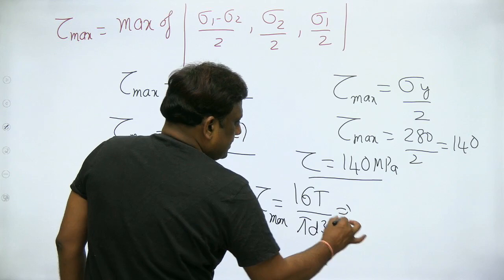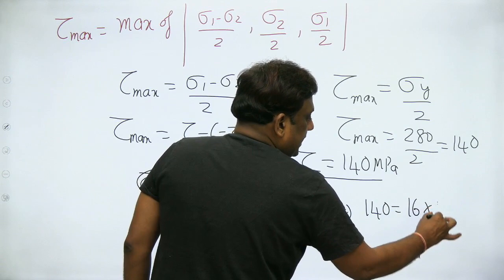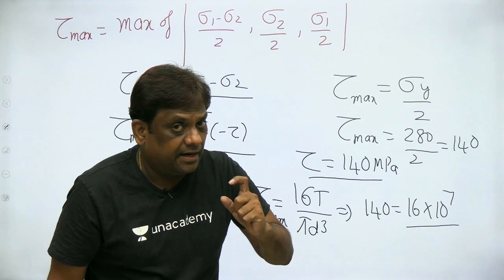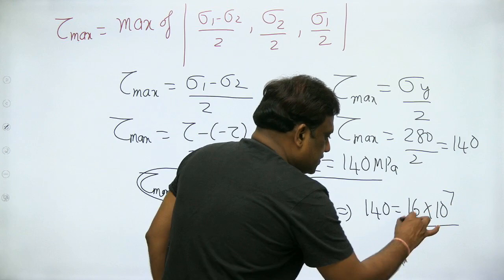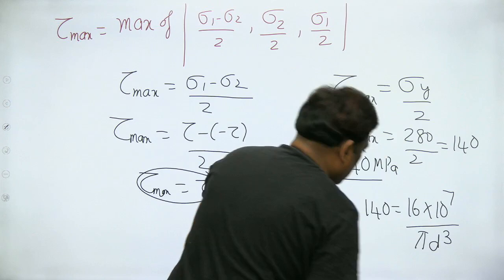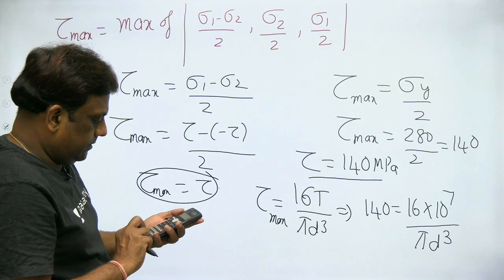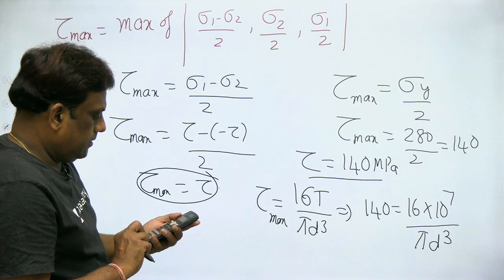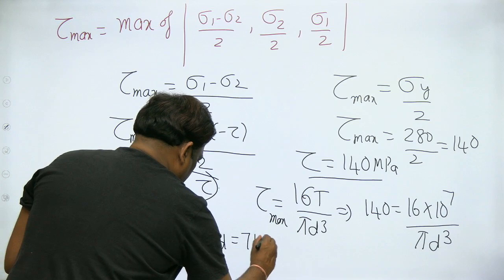The maximum shear stress is 140, that is equal to 16 times the torque, which is 10 power 7. I repeat, this is megapascal, which is nothing but Newton per mm square, meaning my length dimensions are in mm. So I kept the torque in Newton mm, 16T by pi d cube. Let me calculate the value: 16 into 10 power 7 divided by pi, divided by 140. So you are getting the d value as 71.38 mm.